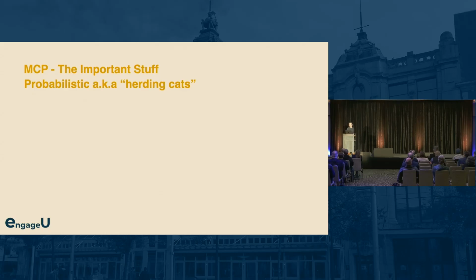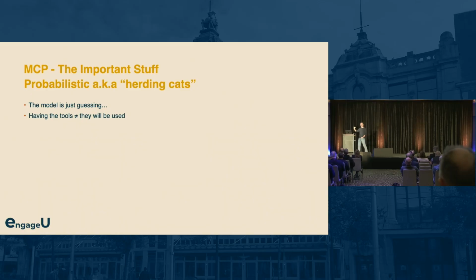The other thing, we mentioned this a few times already, is models are just guessing, right? The fact that you've defined tools at the MCP server level, and that you've exposed those tools by letting the AI application call for a list of tools, doesn't guarantee that these tools will be used, right? Or that even the right tool will be used. It's just guessing.